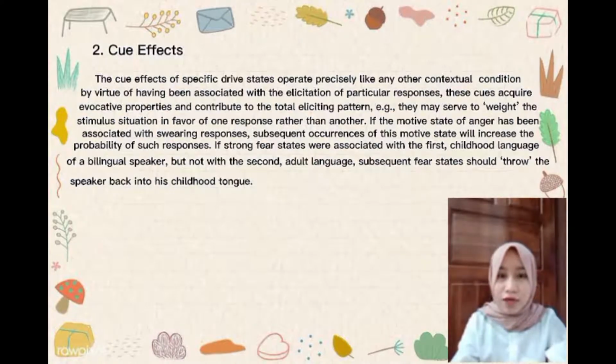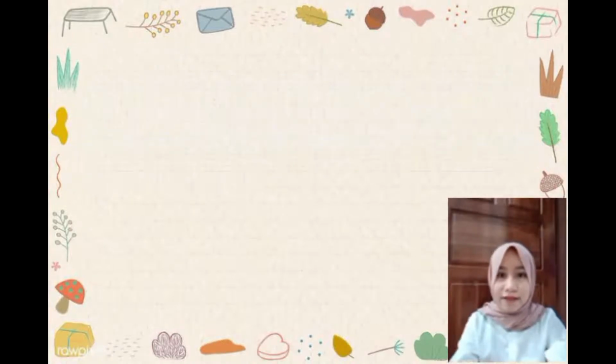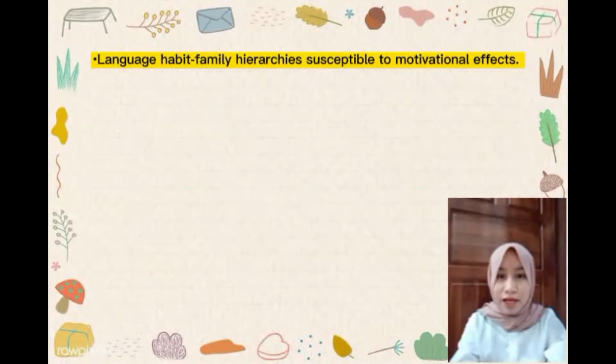If strong fear states were associated with the first childhood language of a bilingual speaker, but not with the second adult language, subsequent fear states should throw the speaker back into his childhood tongue. Less traumatic interplays between motive state, interest, attitude, and the like are presumably operative continuously in the flow of communication. What we have referred to elsewhere as the intention of the speaker reflects the integration of such motive states with semantic states. Next, language habit family hierarchies thus keep stable the motivational effect in encoding.